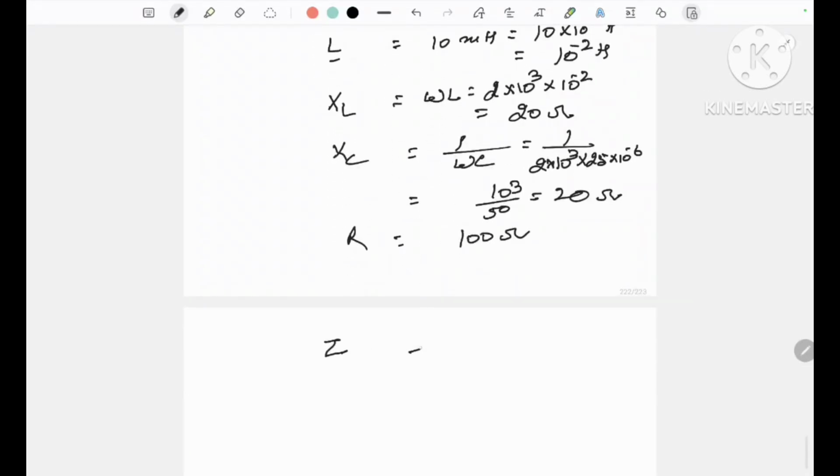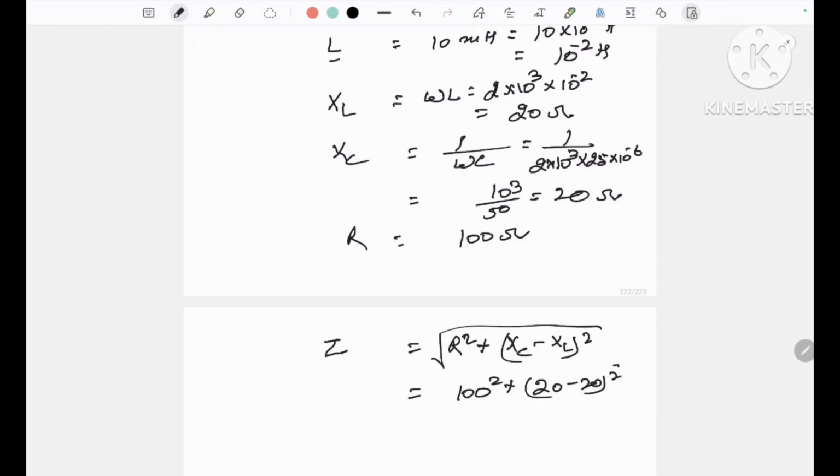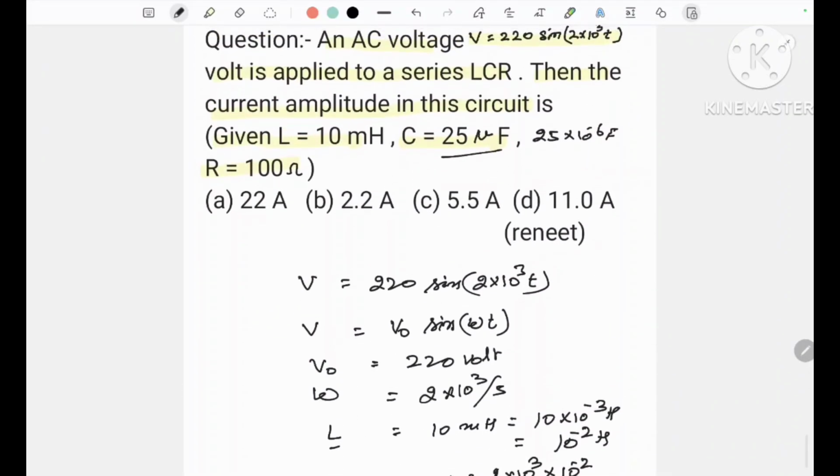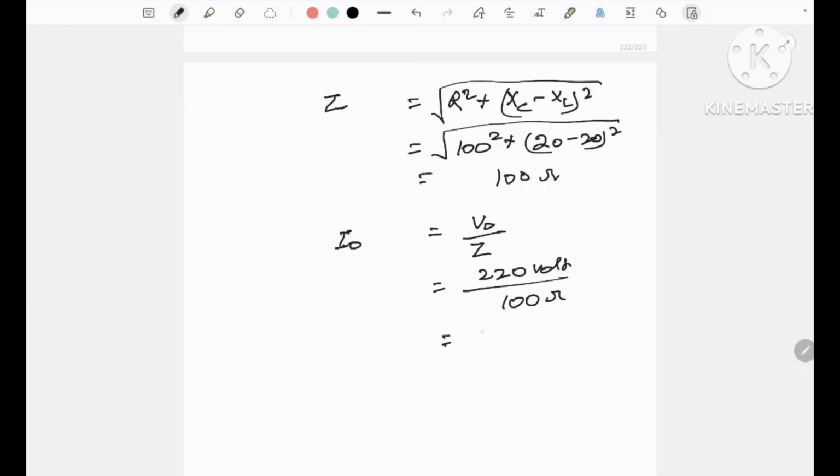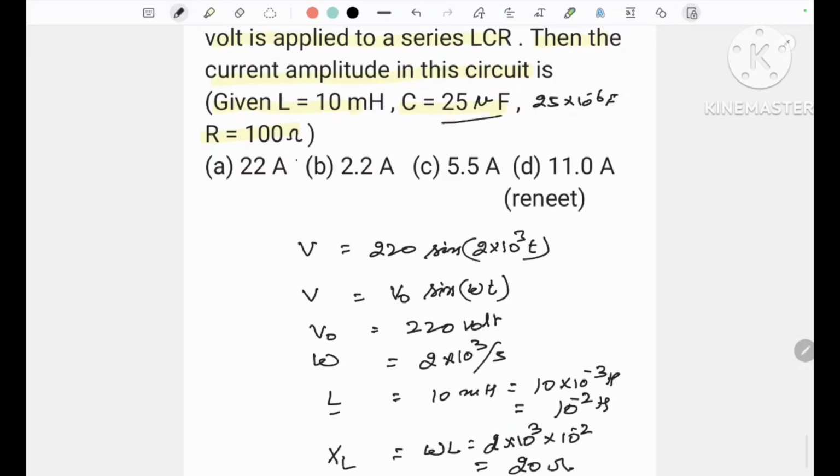Impedance Z is under root of R square plus XC minus XL whole square, which is under root of 100 square plus 20 minus 20 whole square, so this comes to 100 ohm. So the peak value of amplitude of current I0 will be V0 by Z, and V0 is 220 volt by 100 ohm, which is 2.20 ampere. This B is the correct option.